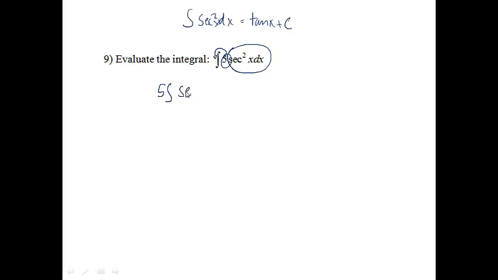So I'm going to rewrite it to look like this. And so now this will be 5 tangent x plus c. That's all you have to do. It's just formula recognition. Do you know your formulas?